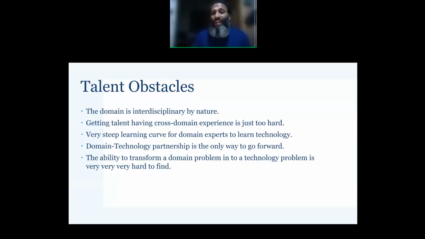So a solution has to combine both technology and domain, right? It should combine both. A combination of domain knowledge and technology will end up something usable and tangible. So only technology is useless, only domain knowledge is also useless. And the problem here is finding a cross-functional resource is extremely hard.